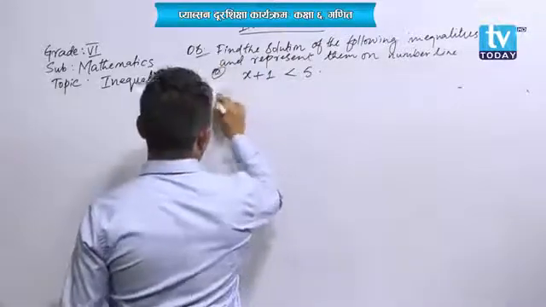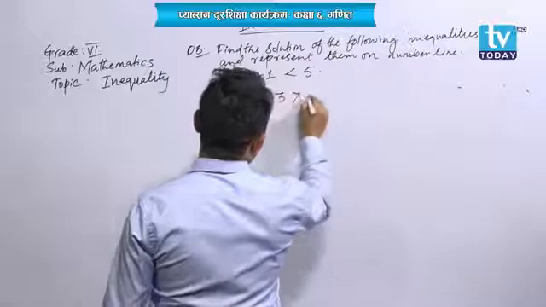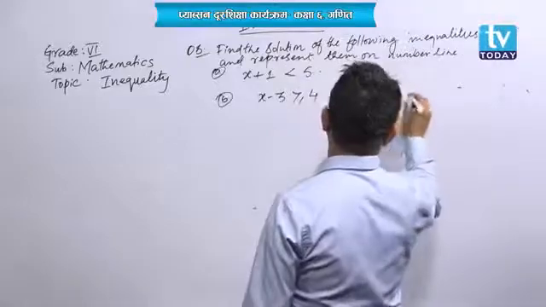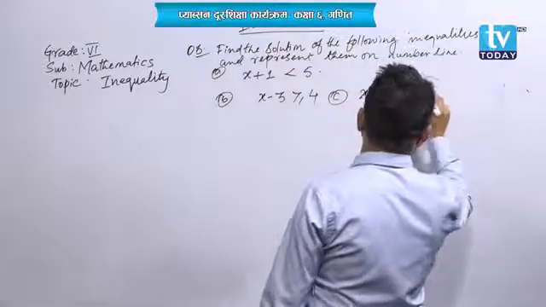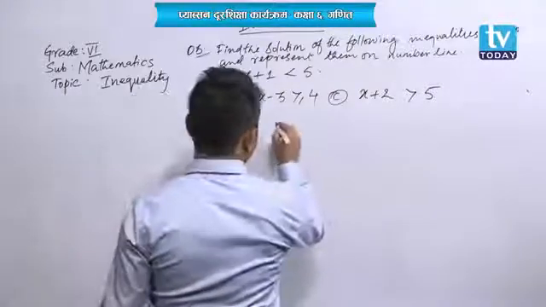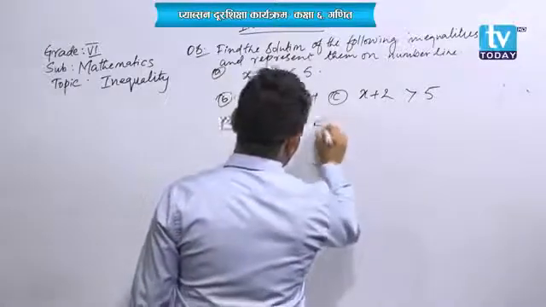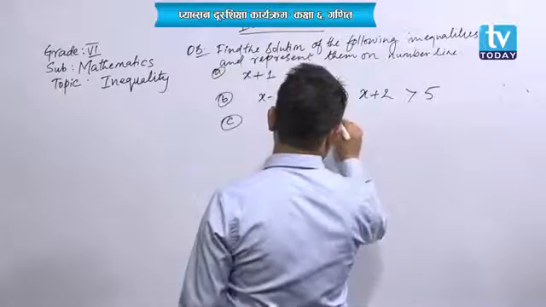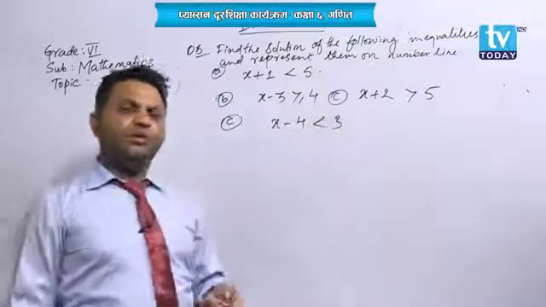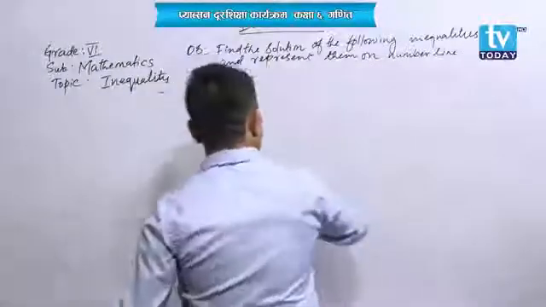Now number B, x minus 3 greater than equals to 4. Number C, x plus 2 greater than 5. Number C, x minus 4 less than 3. These 3 questions I am leaving for you as home assignment. Is that clear? Now let me do another question.